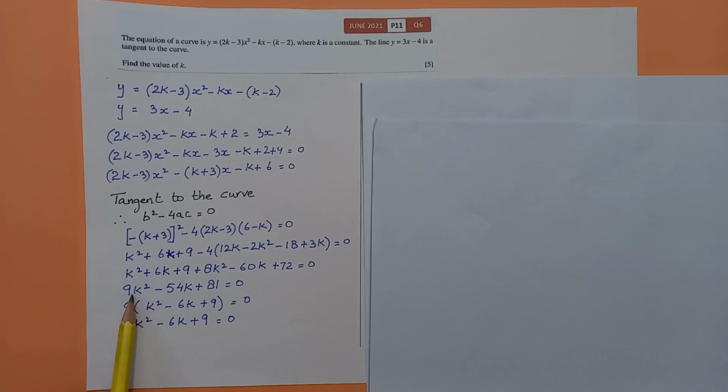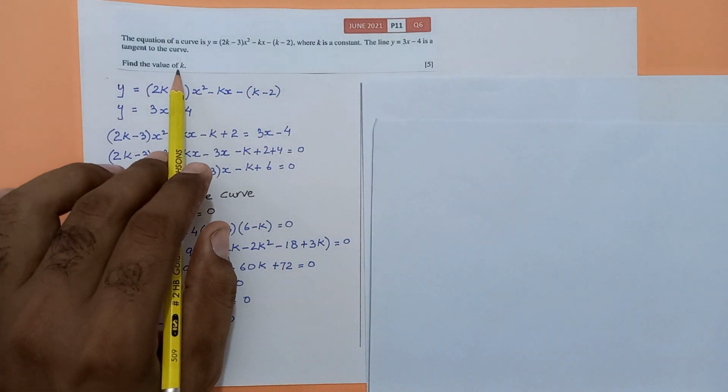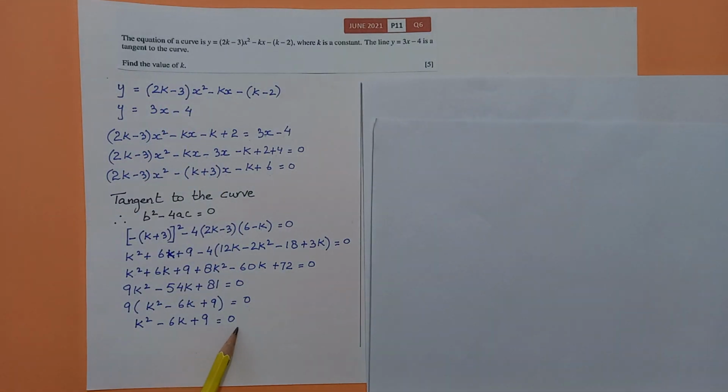As we can see, 9 is common over here because 54 is a multiple of 9, 81 is a multiple of 9. So I took 9 as a common and divided both sides by 9. 9 divided by 9 would be 1. 0 divided by 9 would be again 0. And finally we have a quadratic equation in the form of k² minus 6k plus 9. And we have a quadratic equation in the form of k because we need the value of k, and it is equal to 0. Simply use the quadratic formula.